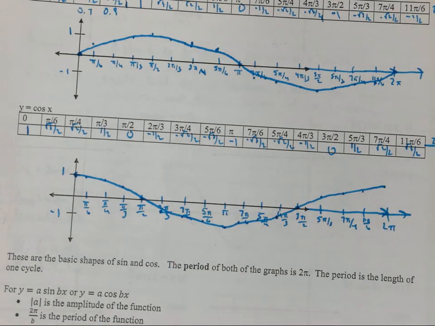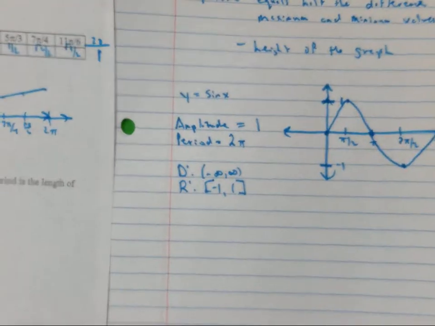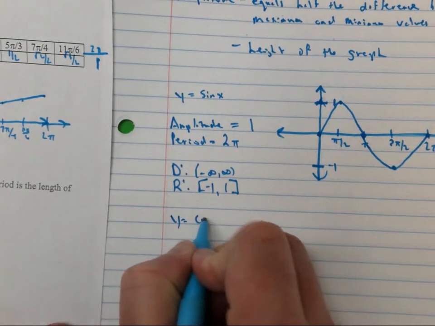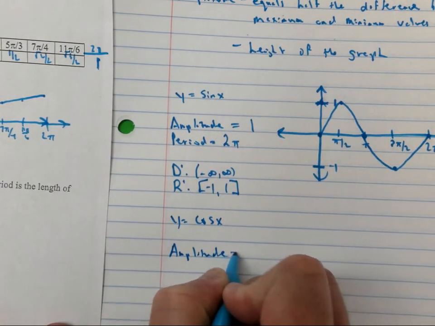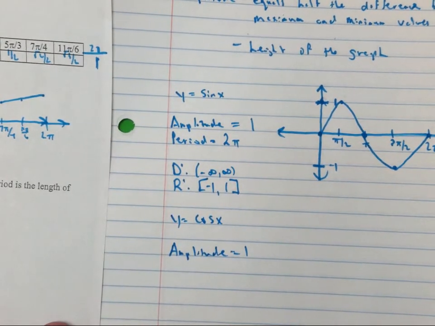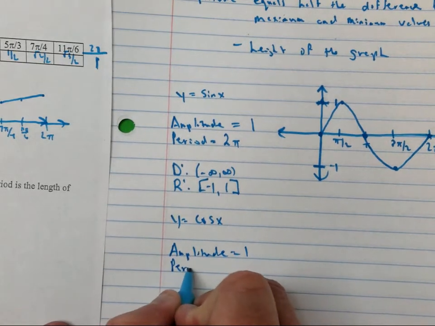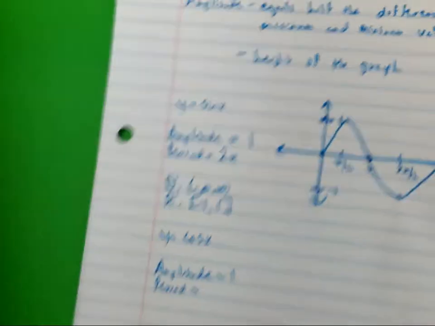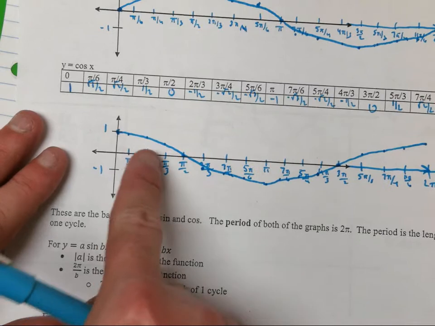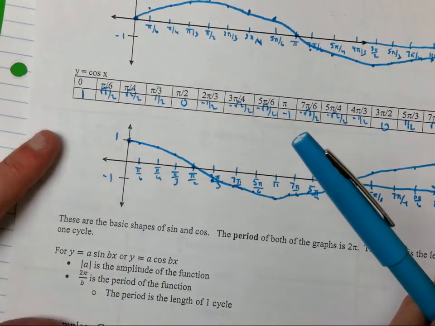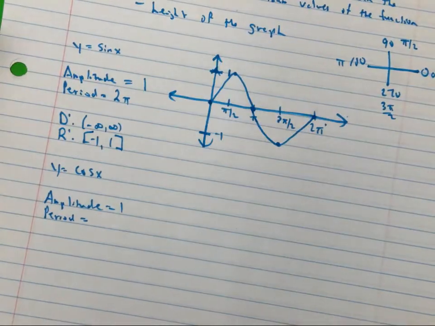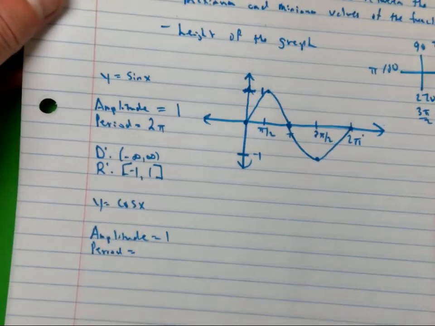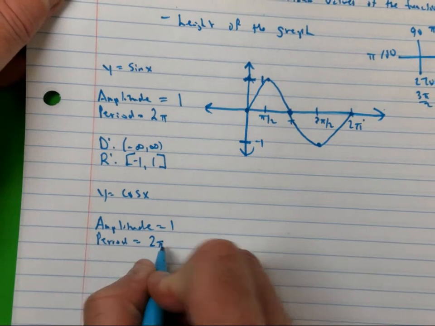So let's talk about some characteristics of the cosine. So y equals cosine x. Once again, the amplitude is 1. If I ask you that, you need to be able to tell me that quick. Period: the distance it takes to complete one cycle. Because remember, cosine keeps going too. It's periodic. So it takes a period of 2 pi as well. So the period for both the sine and the cosine is 2 pi.